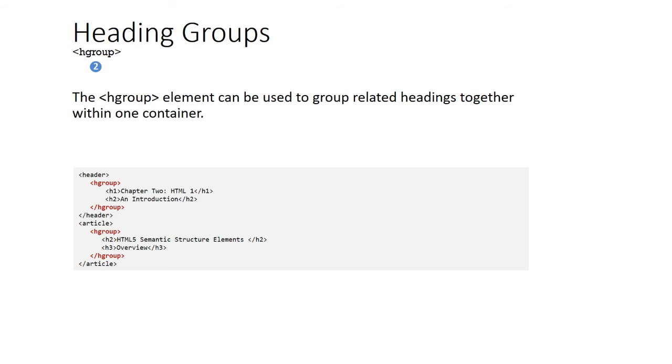Here again it is not mandatory. You can write hgroup inside the header, and you can even write hgroup inside the article section also. Got it? So there is freedom. But you can keep in mind that the hgroup element can be used to group related headings together within one container.